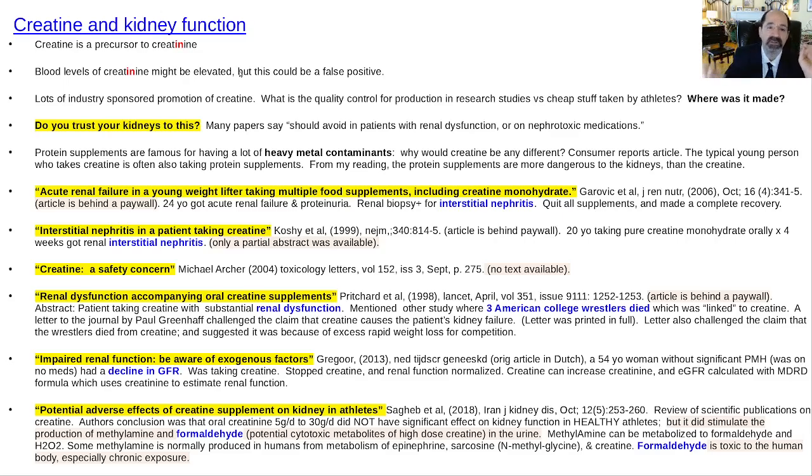And that's one of the things the defenders of creatine will tell you: oh, a lot of this renal failure stuff is just false positives. And there is some truth in that, okay? Now, the real big question is, do you trust your kidneys with this?